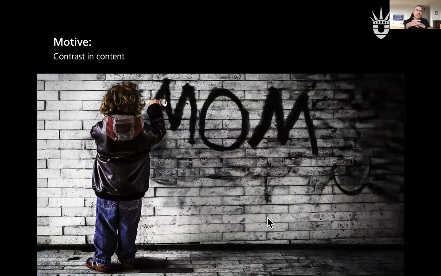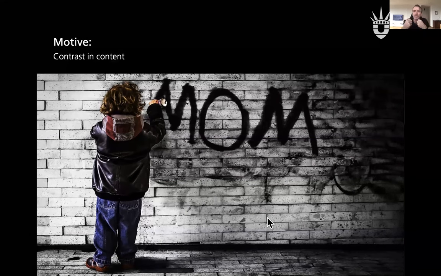We also have a contrast in content. That means when something happens with your feelings, it develops interest in the picture. There is something, it's not normal, it's not good for me, I have to look at this picture. What is happening here? A child writes "mom" on the wall. That's something we don't want. A child has to be happy and safe and not in this dirty surrounding. And that makes us say, it's not good what we see here. We have to look at it. We have to take care of this child. And that's also a contrast. That's a contrast in content.